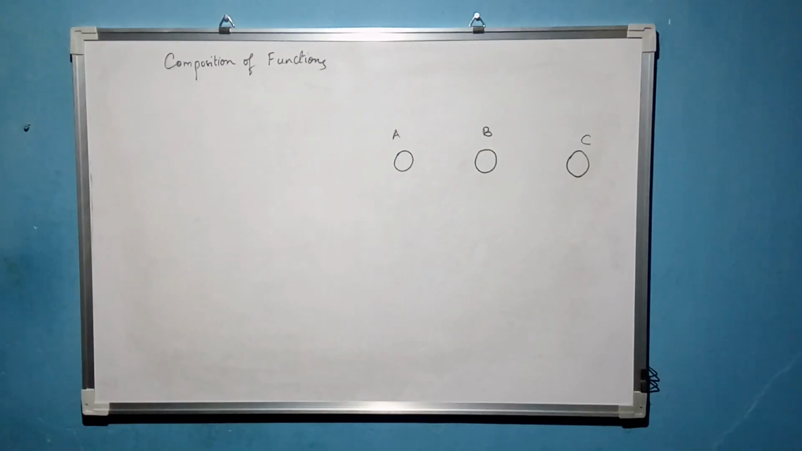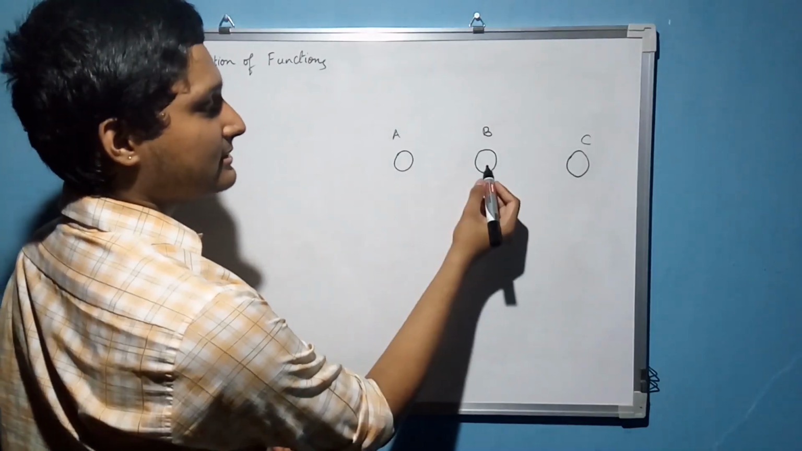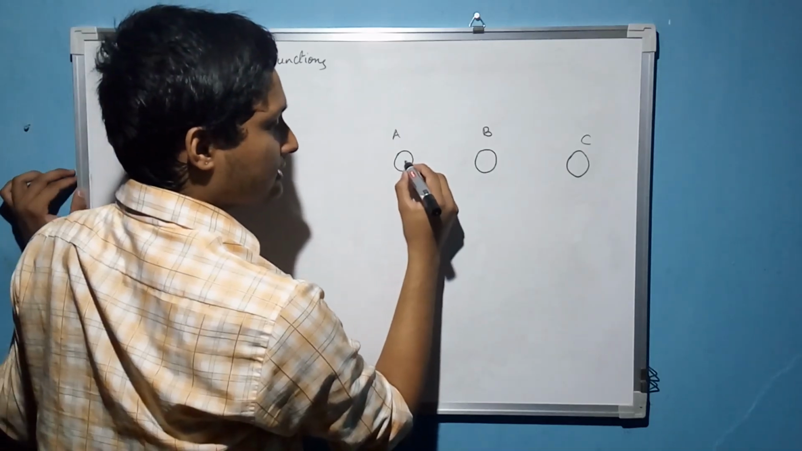The next topic of this chapter is composition of functions. I have written some A, B, C. Don't think it is an egg or something. This is a set here. This is one set, this is another set, and this is set C. I'm just going to explain what this is.